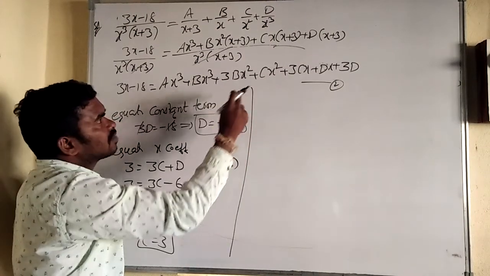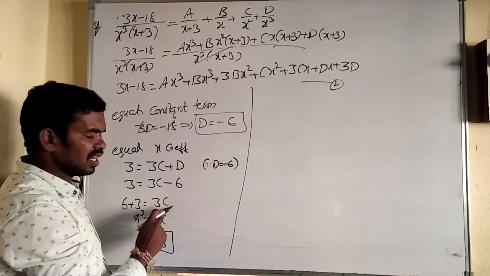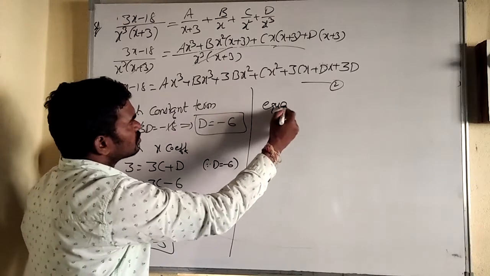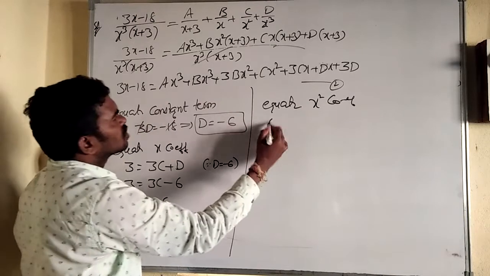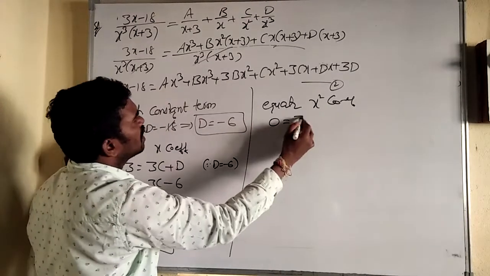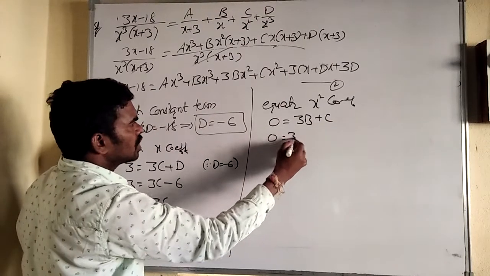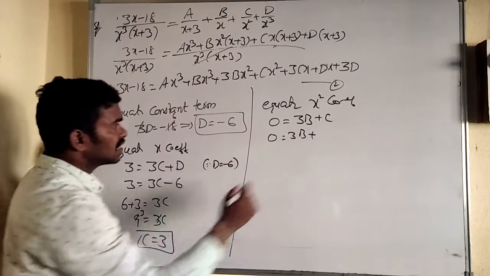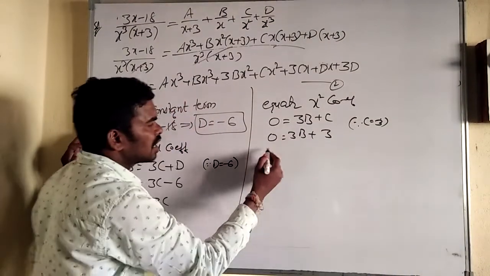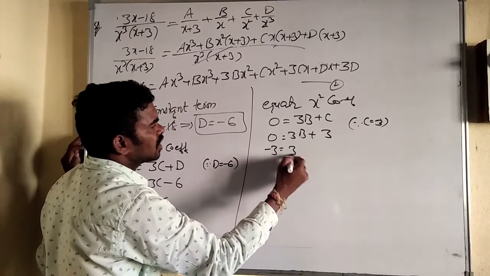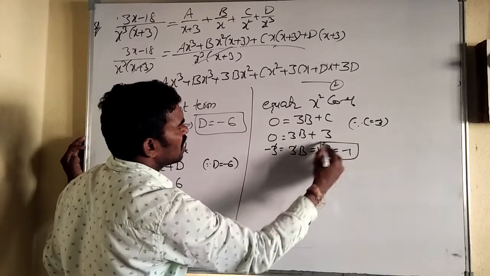Next equating x square terms. x square terms c is there and 3b is there. Already c value we know. So equating x square coefficient. Here x square coefficient nothing. So 0 equal. Here x square coefficient 3b plus c. So 0 equal 3b plus c. Since c equal to 3 we know, so 3 bring left side. So minus 3 equal to 3b. So 3 3 cancel. b equal to minus 1. So b value also got it.